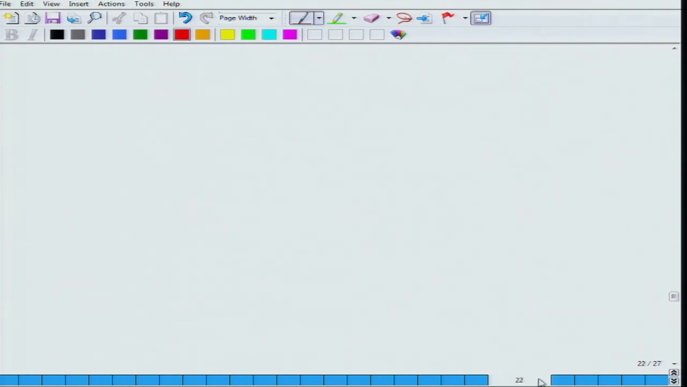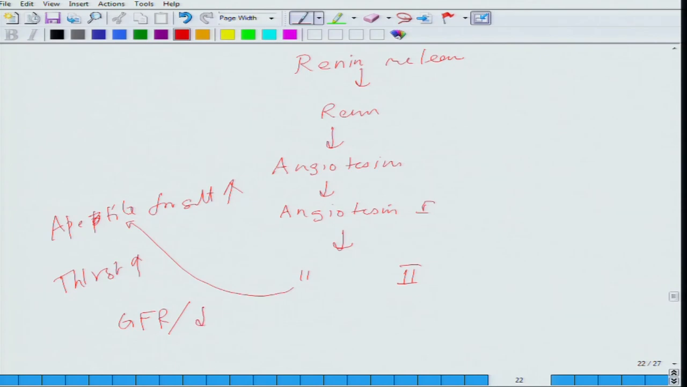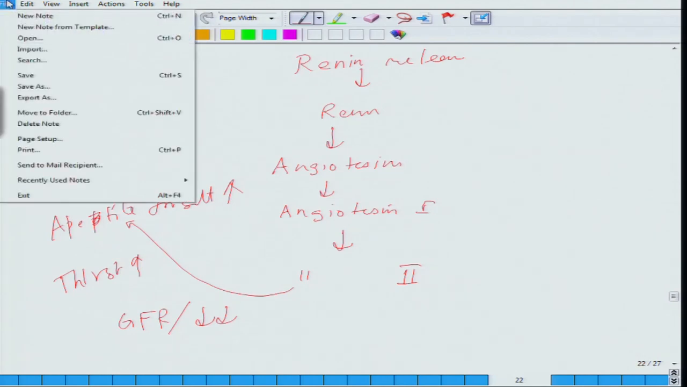If you look at it in slightly more detail, what exactly happens when there is a renin release? Renin essentially breaks down angiotensinogen, and after breaking it down, it forms something called angiotensin 1. Angiotensin 1 is then transformed into angiotensin 2. It is this angiotensin 2 which has multiple functions: appetite for salt is increased, your thirst is increased, your glomerular filtration rate is reduced. Your aldosterone secretion further leads to salt and water retention, ensuring that there is no further loss in this whole process.